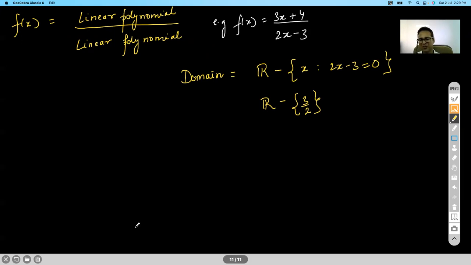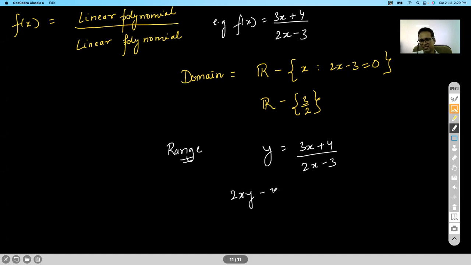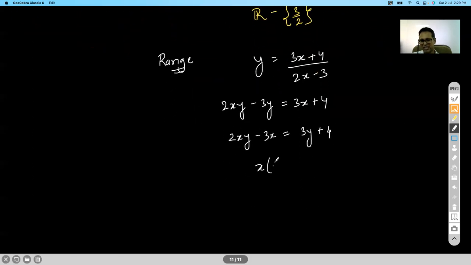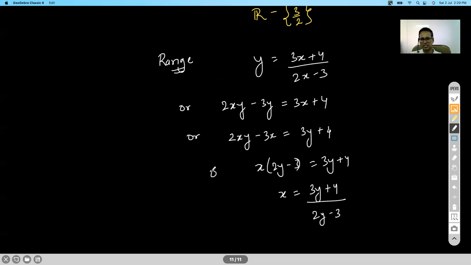Anybody? Okay. Range also, the process is more or less the same. So what I'll do, I'll call this y, and I will try to make x the subject of the formula. So let's multiply the denominator to the left side. So let me bring the 3x to the left and let me bring the 3y to the right. Take x common from here, it'll be (2y - 3). And x will become (3y + 4) upon (2y - 3). So far, so good.